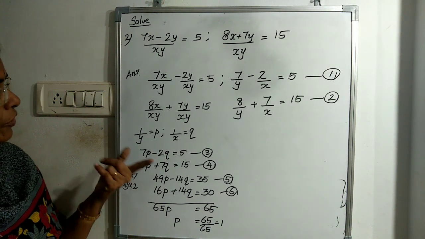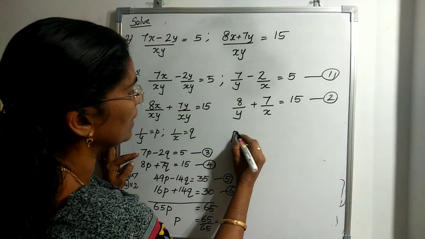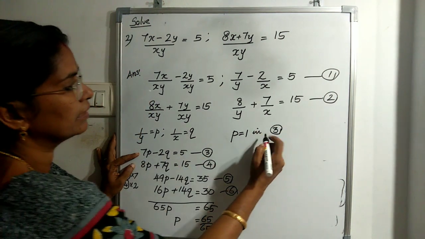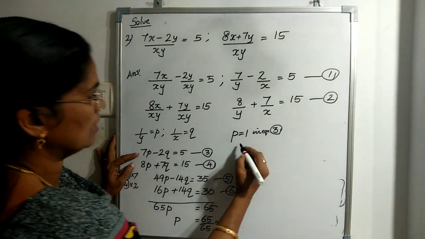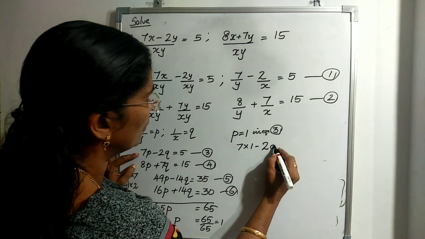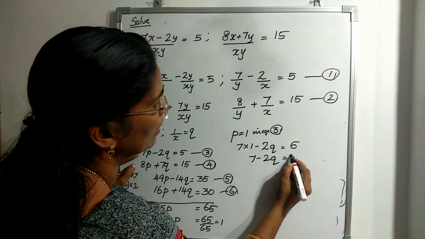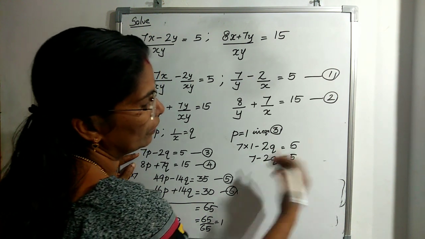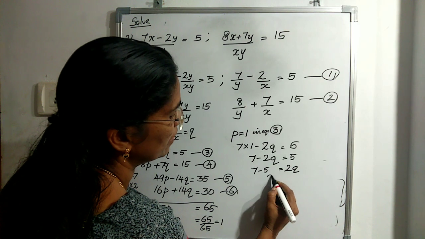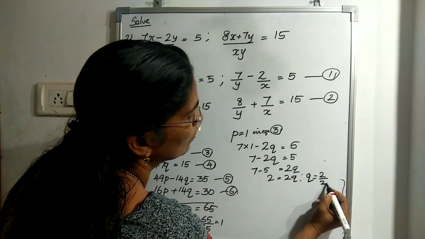Now we have to find the value of q. Any one equation you can substitute. We can substitute p is equal to 1 in equation 3. So 7 into p, what is the value of p? 1, minus 2 into q is equal to 5, or 7 minus 2q is equal to 5. Taking minus 2q to the right side, 7 minus 5 is equal to 2q. 7 minus 5 is 2. 2 is equal to 2q, or q is equal to 2 by 2, that is equal to 1.